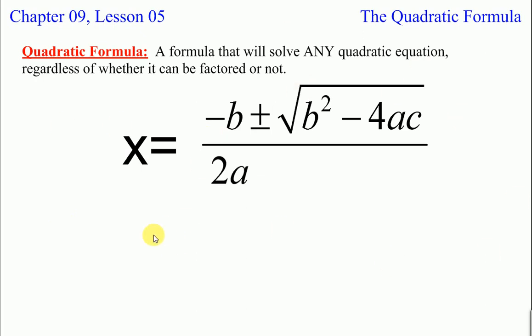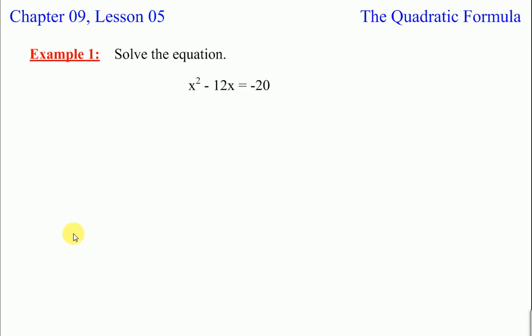Now, when we're working on this assignment, I will require you to write down the quadratic formula on every problem, and you will write it again and write it again until it sticks. You must memorize this one. Okay, let's look at using this.